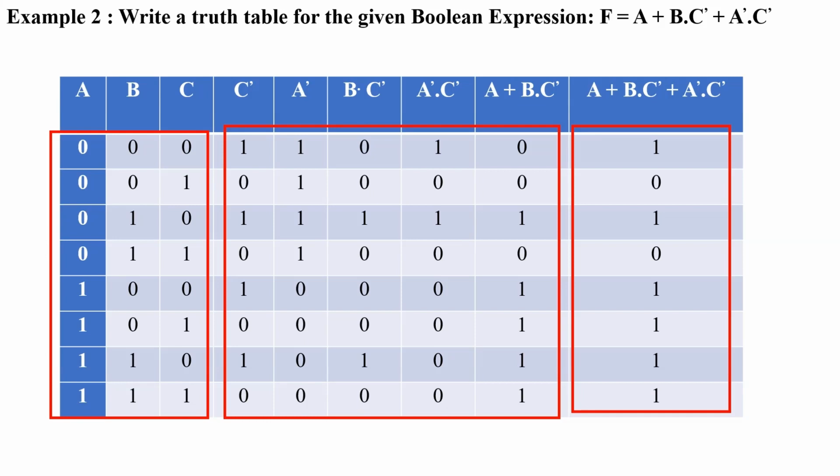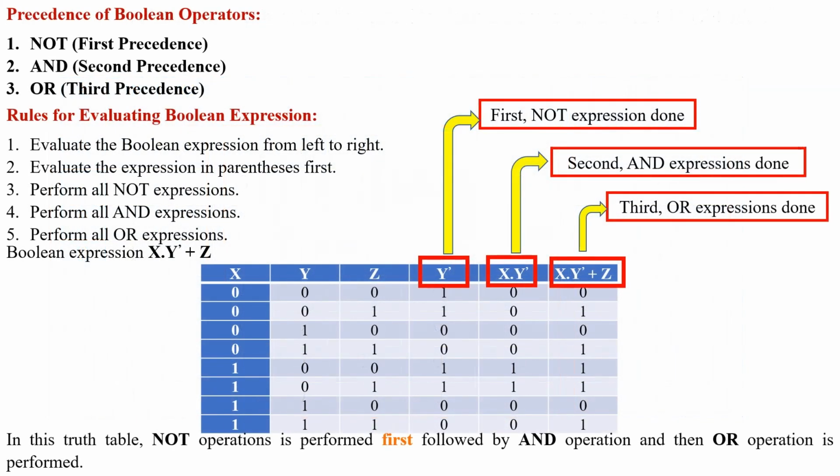Step 5. Now, perform the logical operations A plus B dot C plus A complement dot C complement. The resultant table will be a truth table, as shown here. Here, we can learn about the precedence of Boolean operators. Not operator, first precedence; and operator, second precedence; or operator, third precedence.